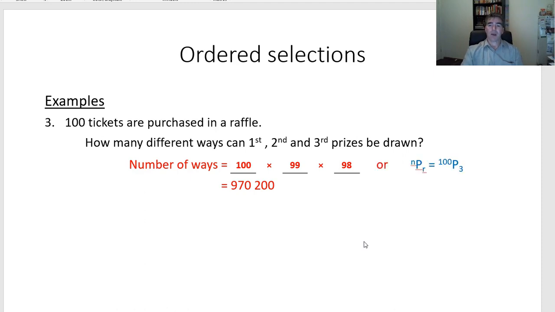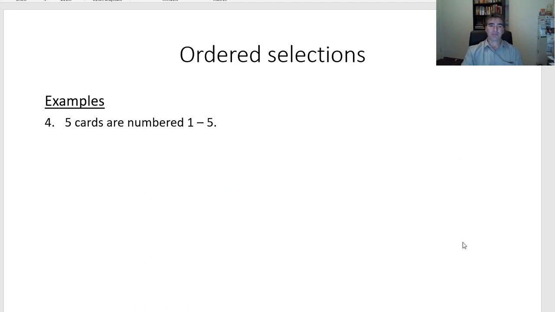Or again, we can do our NPR, so our permutation, 100 possibilities, and the order is important, and there are 3 positions that we're going to fill there. So do that on the calculator, we get the same result.